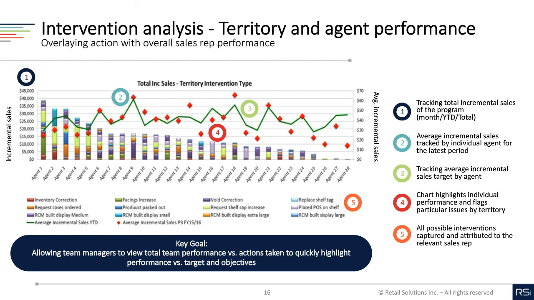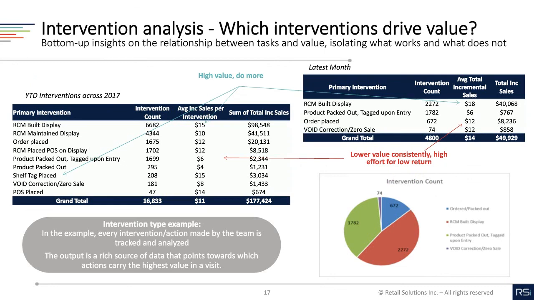So let's think about the interventions that drive value. How do we get to a compelling picture of what is actually working in a store? Looking at the bottom-up insights on the relationship between tasks and value and isolating what works and what doesn't. A huge benefit of intervention analysis is the ability to understand exactly what the right or wrong actions are. The granular level of analysis accounts for every single action taken by the team in store, and as the program progresses, we start to build a very rich, comprehensive source of data.